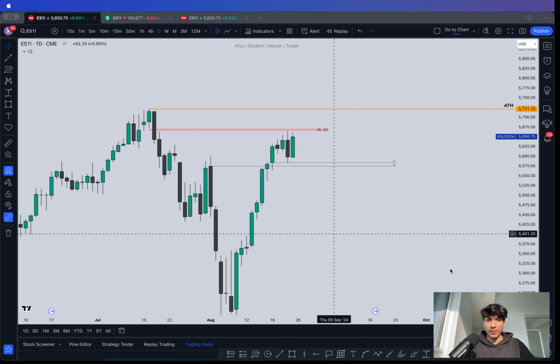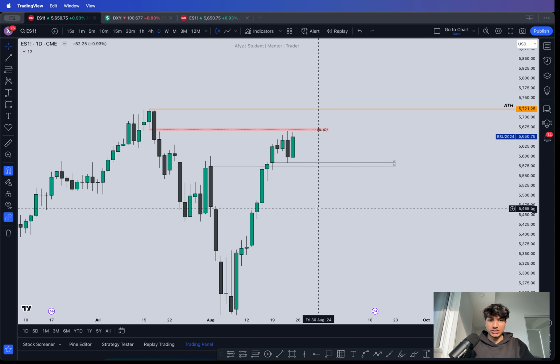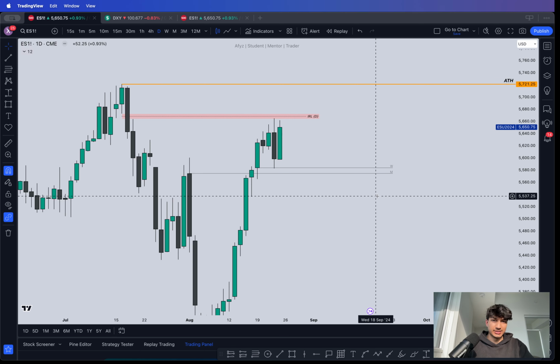Alright guys, so I'm going to do a quick market review of today's price action, including the trade I took on the ES this morning. So let's jump right into the chart here.